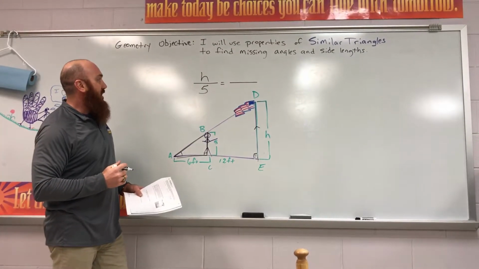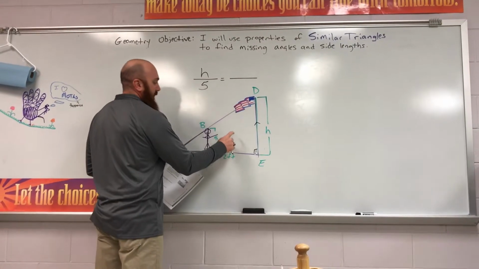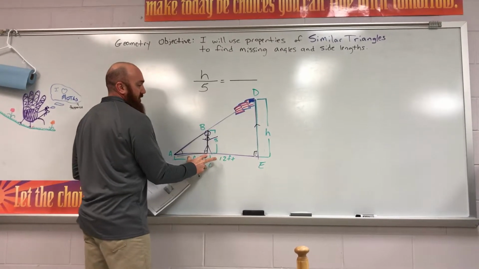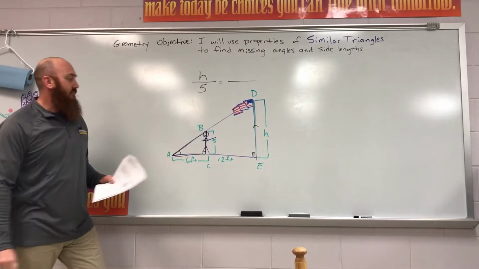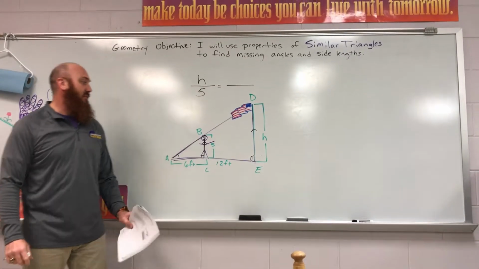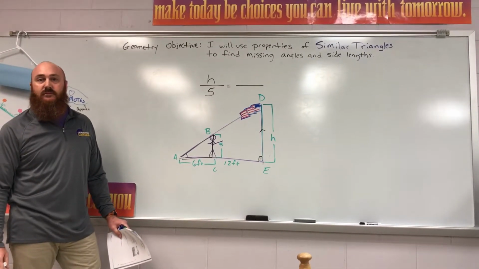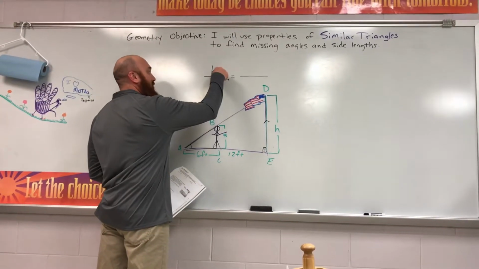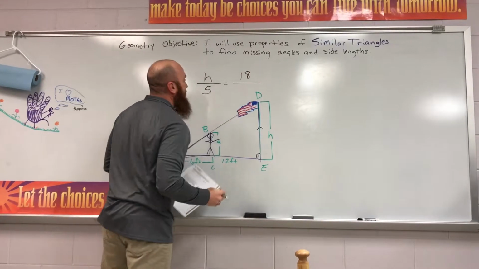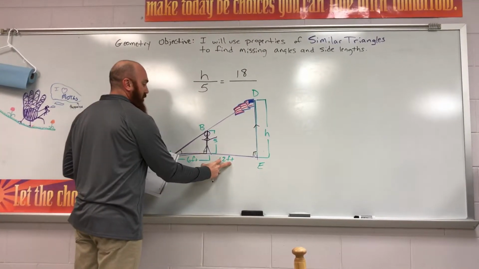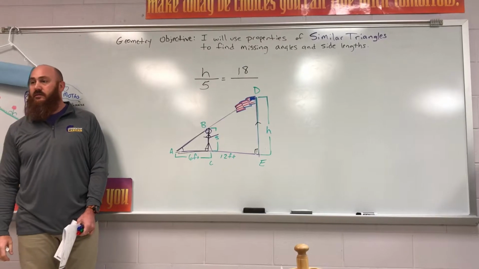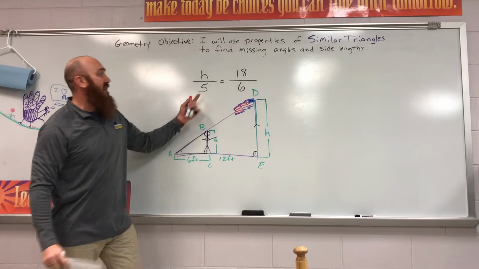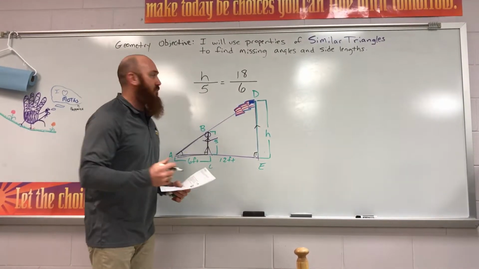All right, so we're going to go h over 5. And since we started with a big triangle, I want the length of the big triangle, which is 18. So I started with the big triangle on top, I'm going to stay with the big triangle. And then what does 18 correspond with on the smaller triangle? 6. Boom. This is the hardest part, guys. Once you get it set up, then you're done. Okay, now we're on the home stretch.